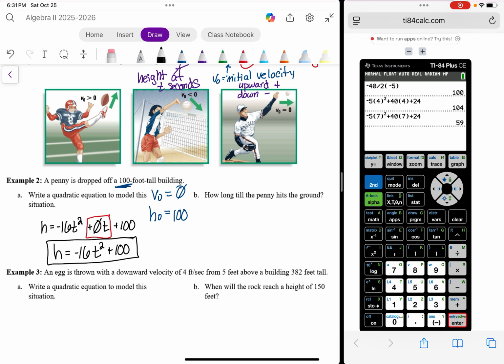Now, using that equation, how long till the penny hits the ground? If it's at the ground, that means its height after that much time is going to be 0. So we're going to plug 0 in for the ending height, or the resulting height, and then solve for t.